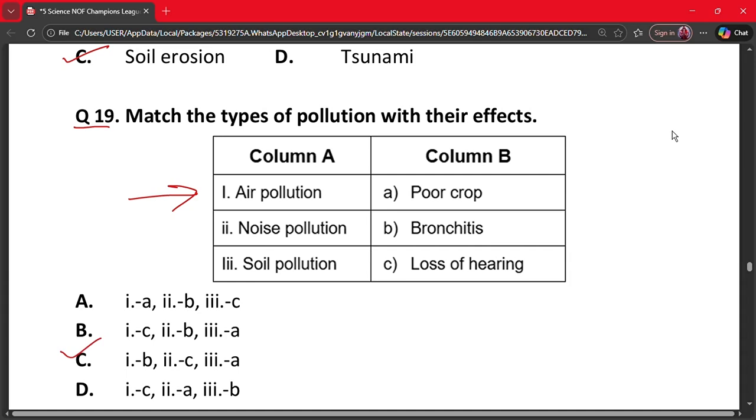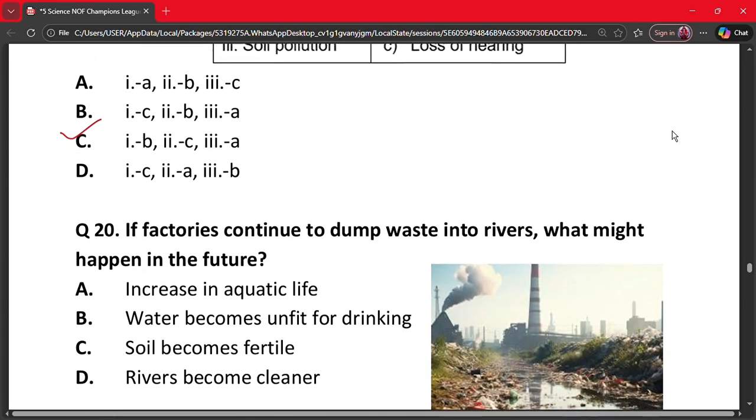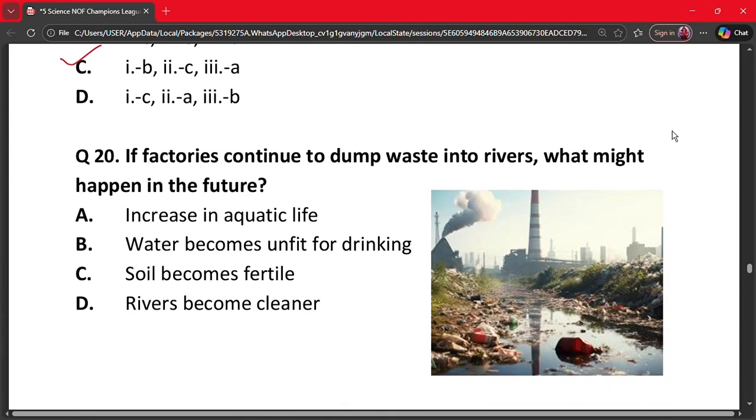Why? Because air pollution is bronchitis. Second, that is noise pollution is loss of hearing. And third, that is soil pollution is poor crop. So let's move on to the next question.